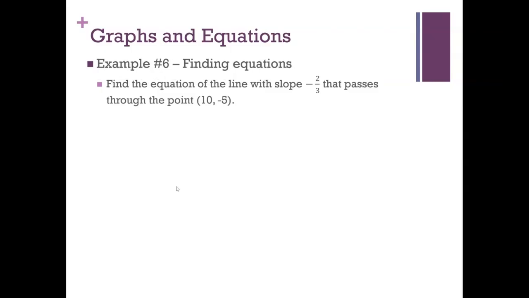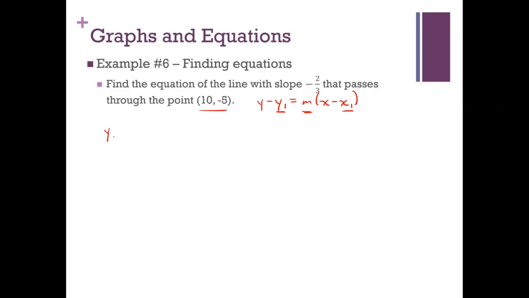I want to find the equation of a line with slope negative 2/3 that passes through the point 10, negative 5. This is kind of like the last one we did. I'm giving you a slope and a point that the line goes through, but it's not the y-intercept. So we can't go straight to y equals mx plus b. But what I can do is plug in x1 and y1, and I already know what the slope is.